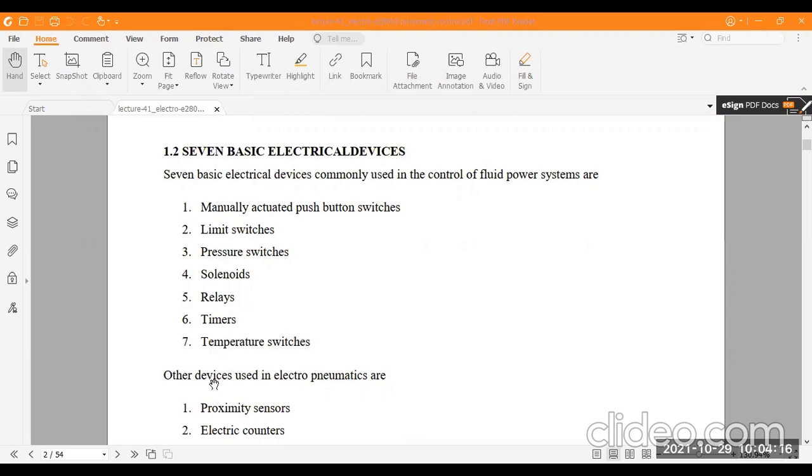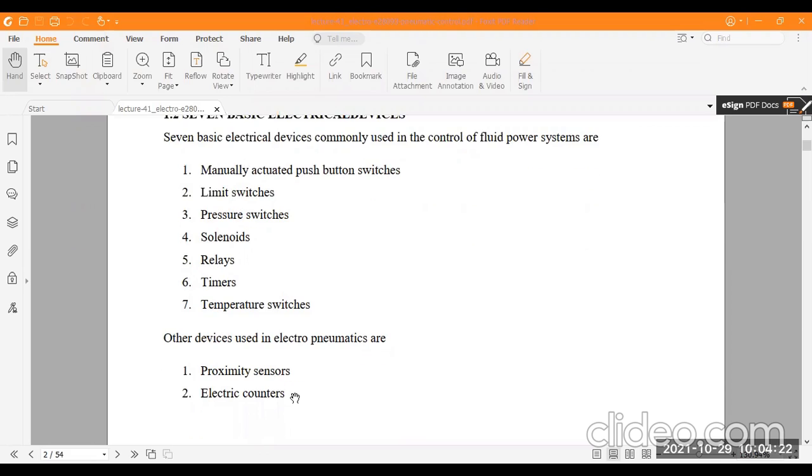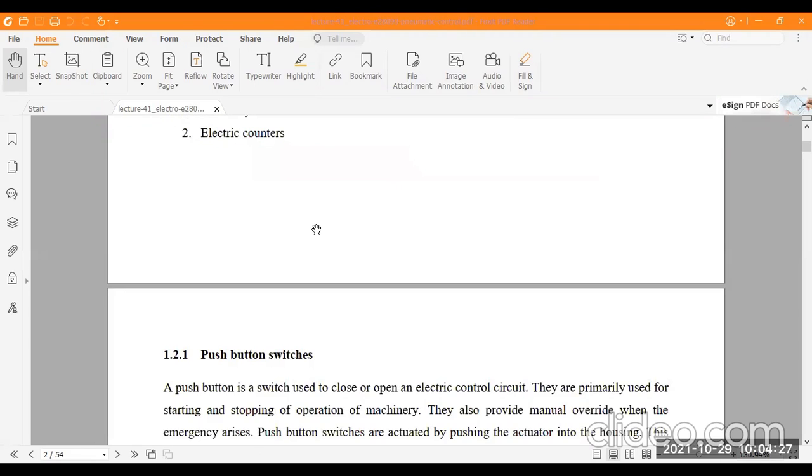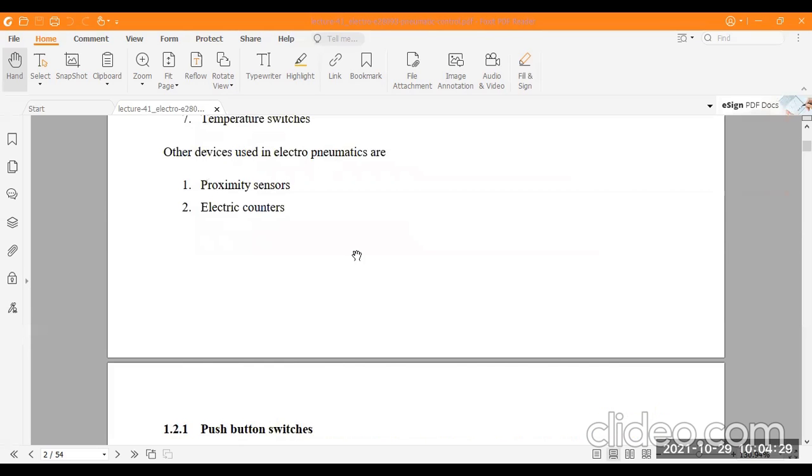Other devices we have to use in electro pneumatics are the proximity sensor and the electric counters. So these are the other ones, proximity sensor and electric counters. They are used in the electro pneumatic controller part.